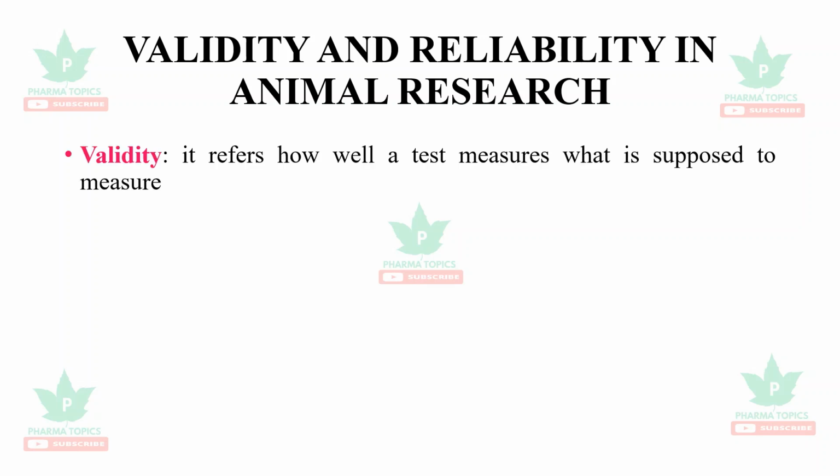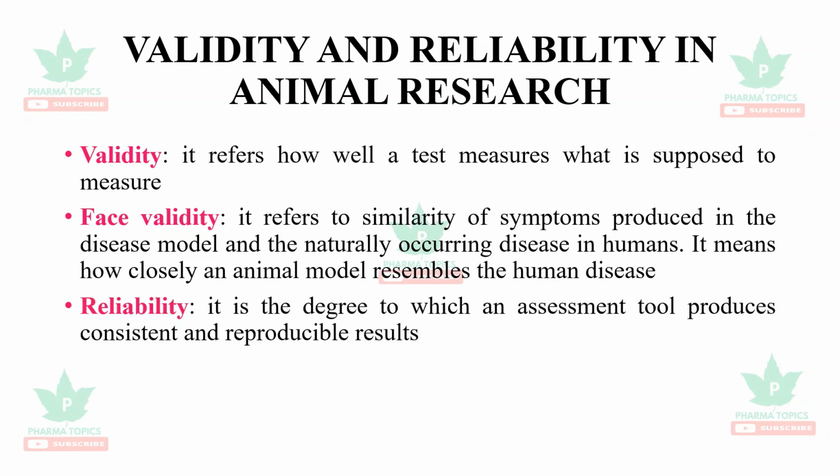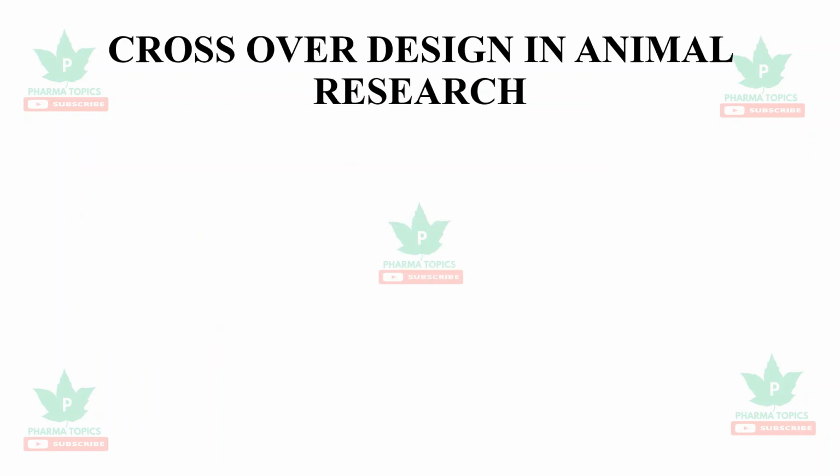Validity and reliability in animal research. Validity refers to how well a test measures what it is supposed to measure. Face validity refers to the similarity of symptoms produced in the disease model and the naturally occurring disease in humans. It means how closely an animal model resembles a human disease. Next is reliability. It is the degree to which the assessment tool produces consistent and reproducible results.